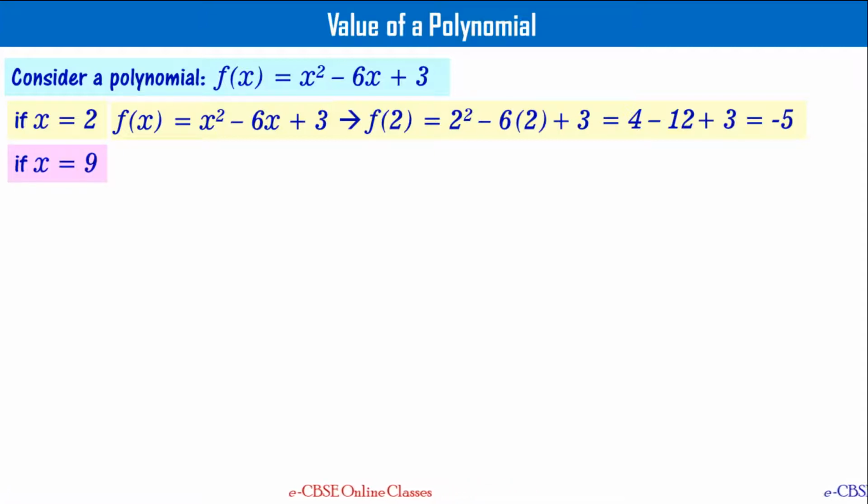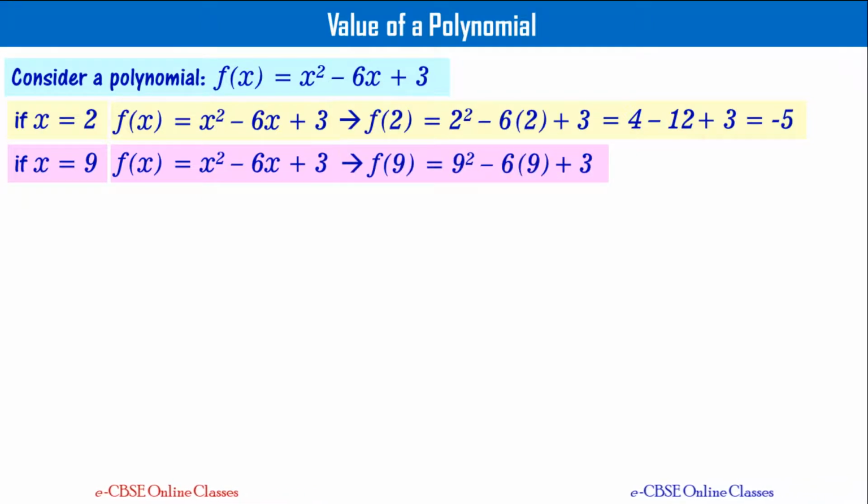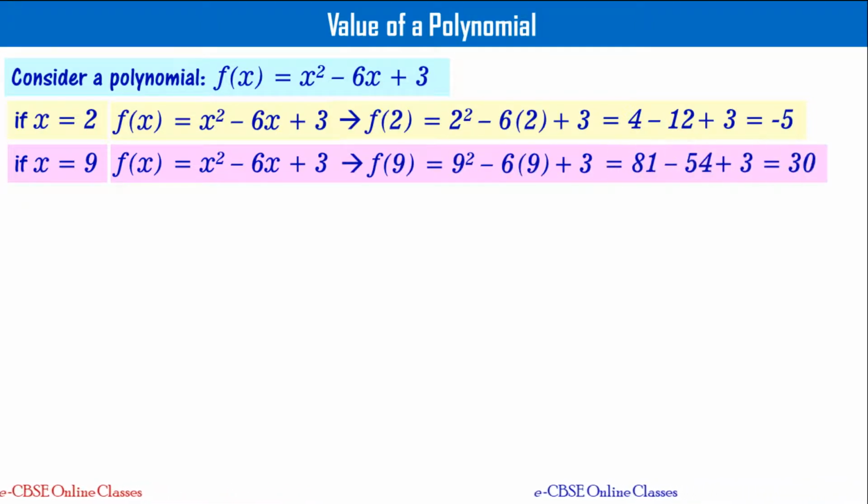If x equal to 9, then f of x can be written as f of 9, and you simplify this equation to get f of 9 equal to 30.